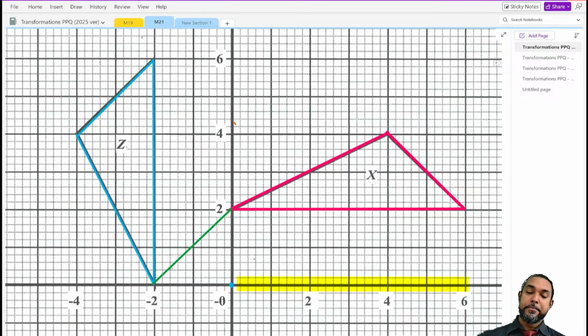The next one is an isosceles right angle triangle. The distance from here to the center of rotation is the same as the distance from here to the center of rotation, right? So if you have a triangle where two sides are equal, what kind of triangle is that? Isosceles. Okay.